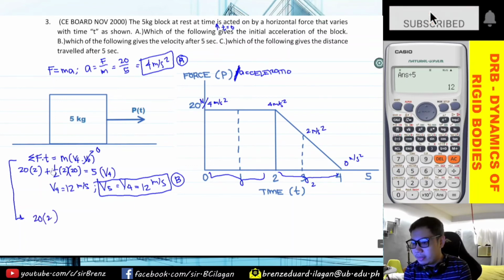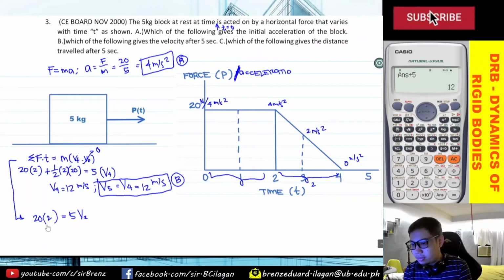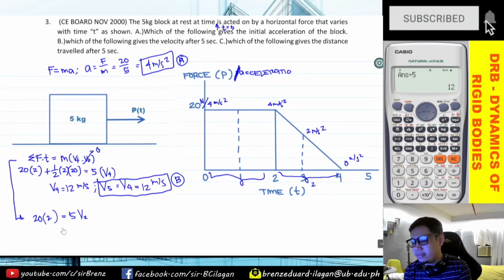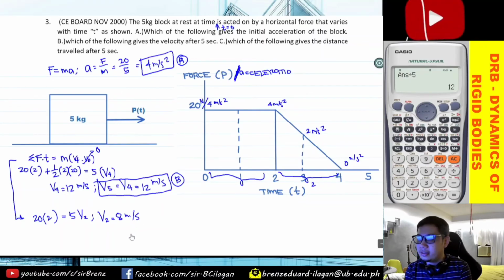So, ang nangyari lang naman pala is nawala itong portion ng equation na to. So, is equals to mass and then yung velocity niya at the 2nd second. So, 40 divided by 5, 8. So, the velocity at the second is 8 meter per second.